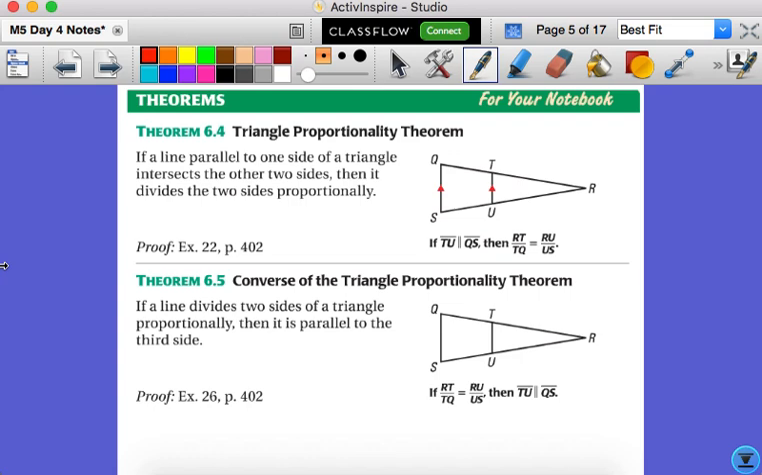So the example they give here is we can say that RT over TQ would equal RU over US. So whenever we see that we've got these parallel lines here and here, they're going to divide that triangle proportionally. The next one says the converse is true as well. So if the line divides it proportionally, then I can assume that these two lines are parallel.